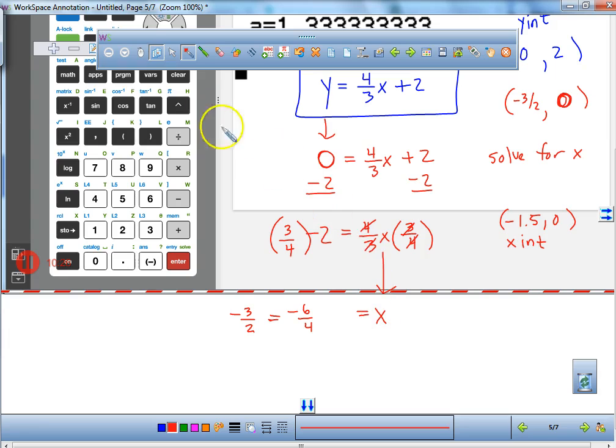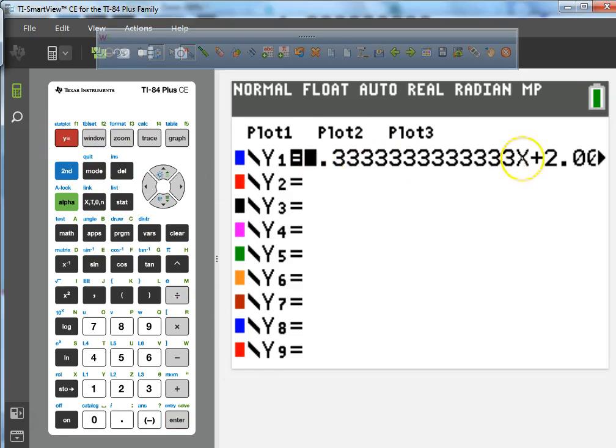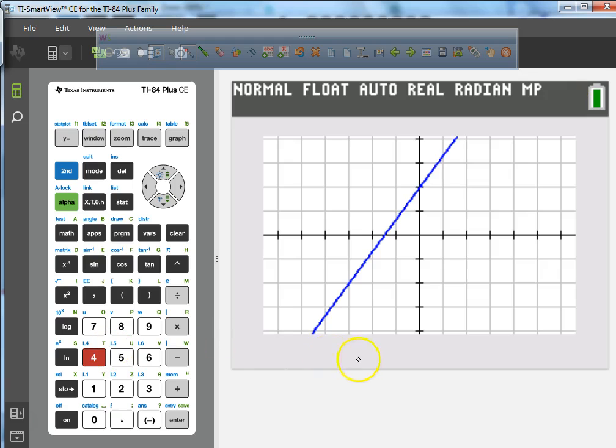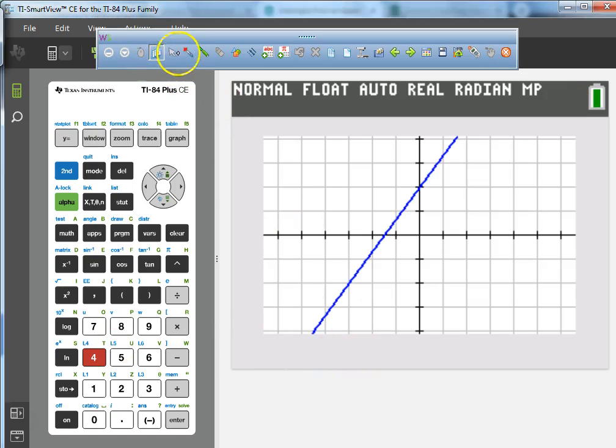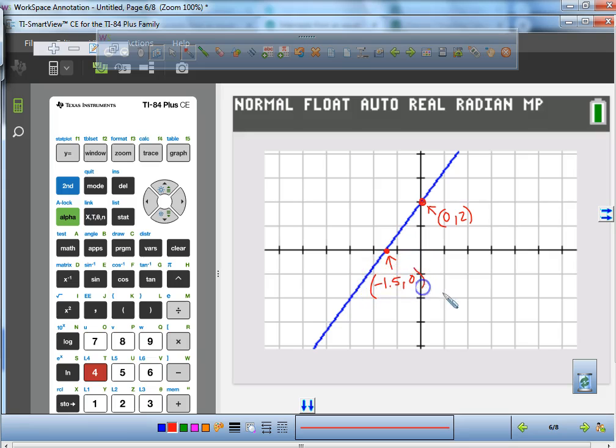Now, do you remember how I said we stored it in y1? If we go right here to our graphing calculator and we hit y equals, look what's already stored in there for you. Now I'm going to hit zoom 4 so you guys can see where it crosses. Now your graphing calculator doesn't tell you the answers, okay? You have to know that that point right there represents 0, 2. And you have to know that this point right there represents -1.5. So how would you find it in the graphing calculator without having to do the computation?